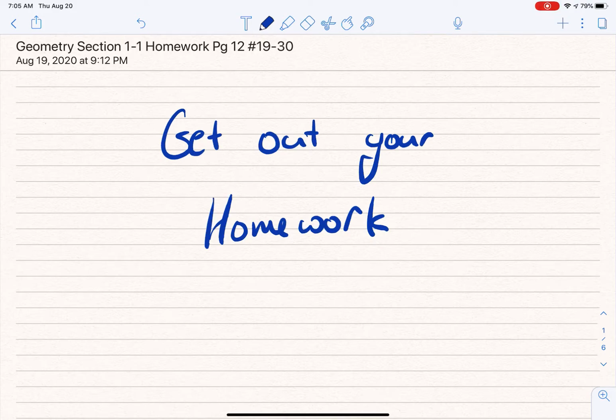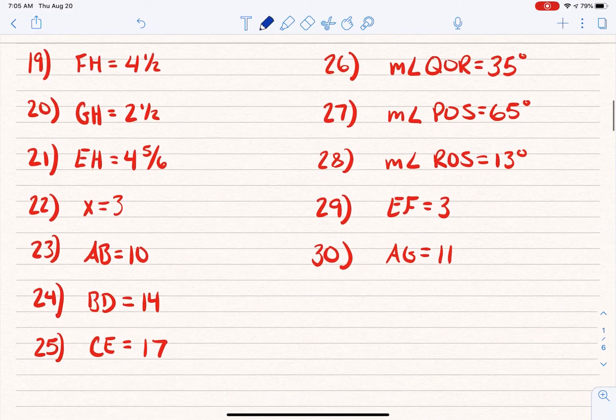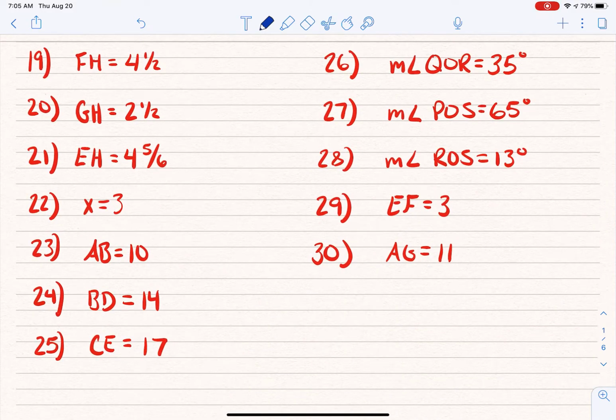So first, we're going to go through the answers. You can check yours and see what you got right and what you got wrong. Here are the answers. On last night's homework, on number 19, the length of FH should have been 4.5. On number 20, the length of GH should have been 2.5. 21, the length of EH should have been 4 5/6. Number 22, the value of X is 3. Number 23, the length of AB is 10. 24, the length of BD is 14. And 25, the length of CE is 17.